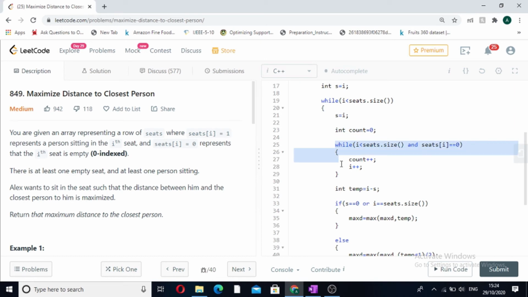Now again I have written a while loop which is moving from i less than seeds.size, and seeds[i] is double equal to 0. What this while loop will do is count the continuous zeros which are present in the array, till this condition is met, that is seeds[i] double equal to 0. So we'll do count plus plus and then i plus plus.